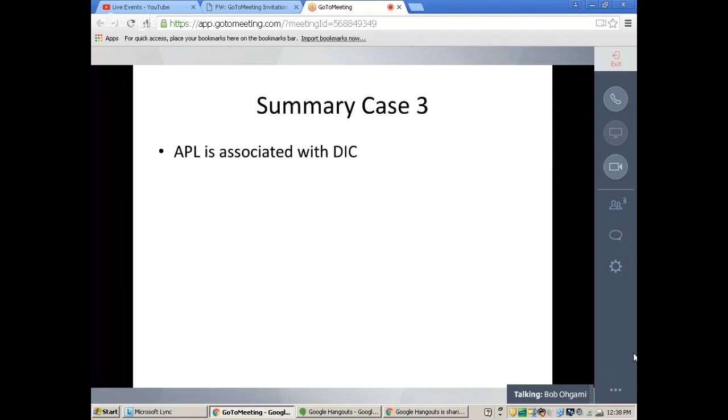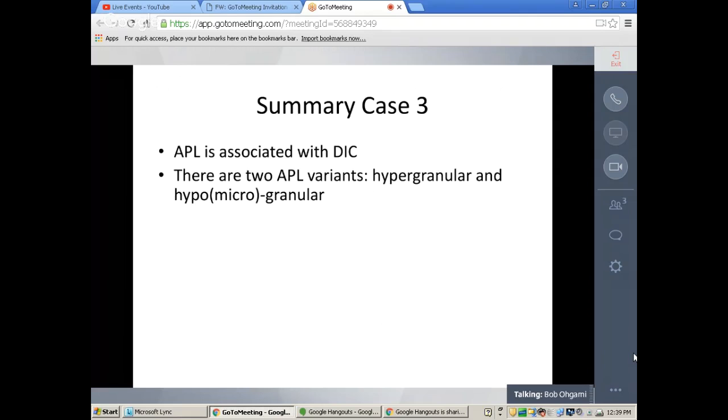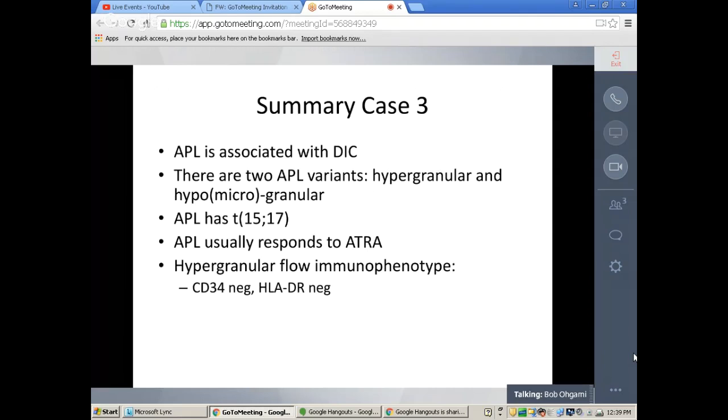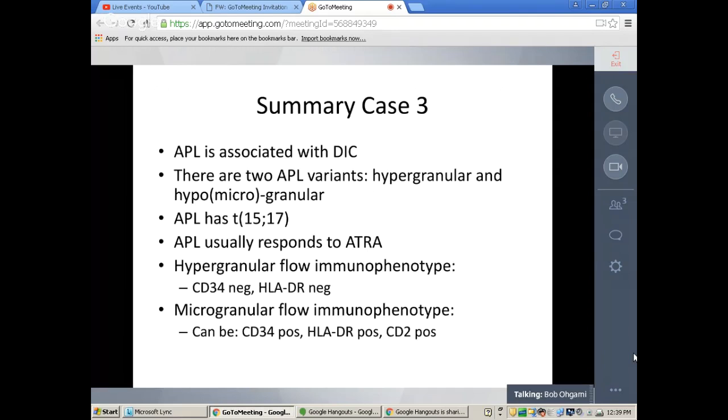So the summary of case 3: acute promyelocytic leukemia is associated with disseminated intravascular coagulation. There are two variants, hypergranular and micro or hypogranular. The 15;17 PML-RARA translocation, or RAR alpha, is associated with APL and is diagnostic for it, and it usually responds to ATRA, or all-trans-retinoic acid, unless you have a variant translocation. The hypergranular flow immunophenotype is CD34 negative, HLA-DR negative, and the microgranular flow immunophenotype is abnormal in the sense that it may be CD34 positive, HLA-DR positive, and CD2 positive.